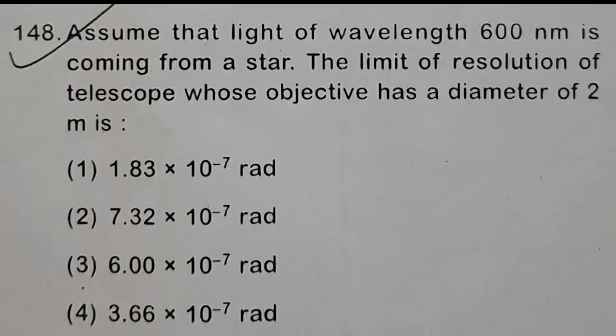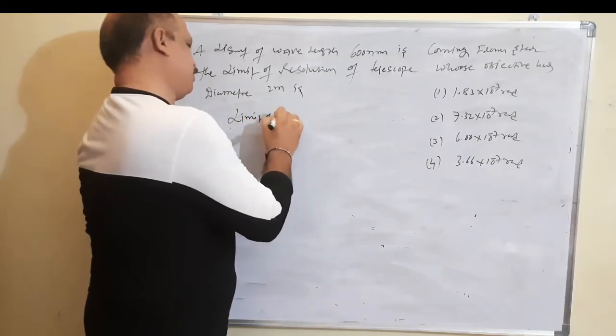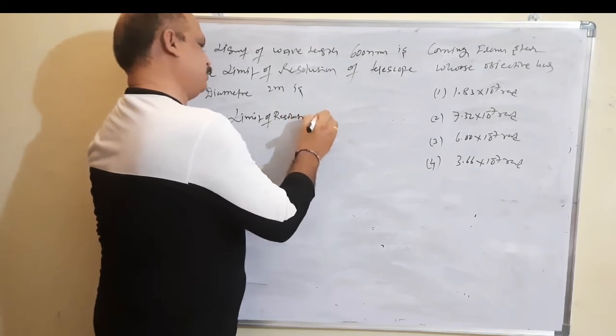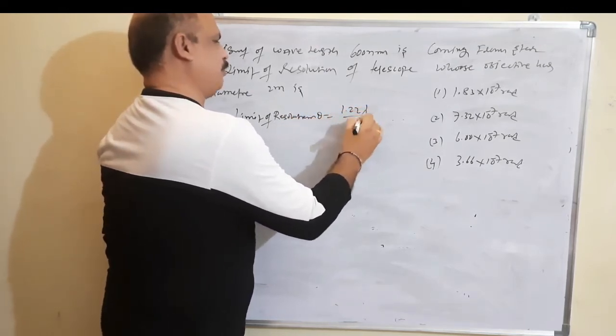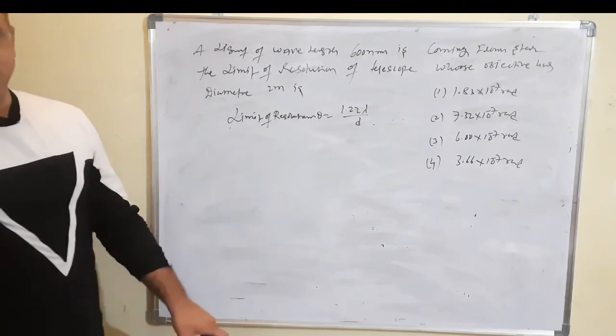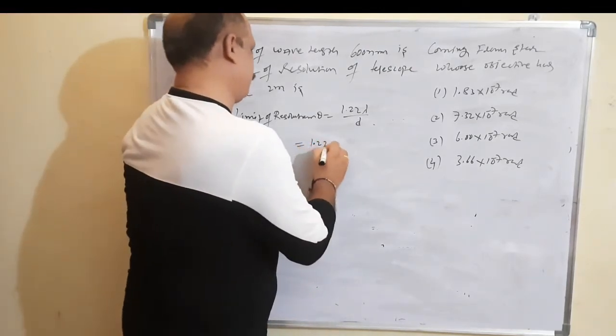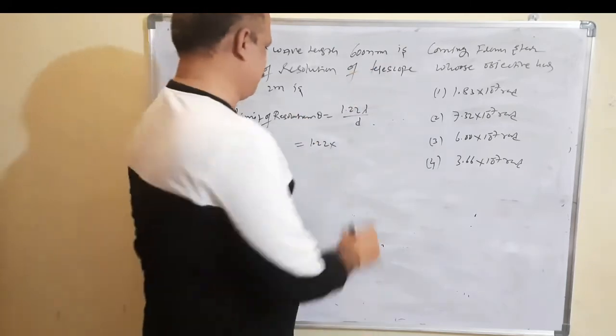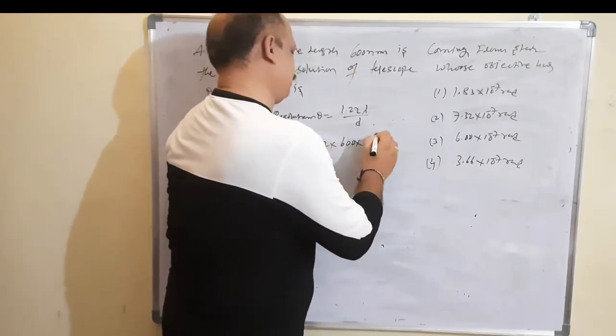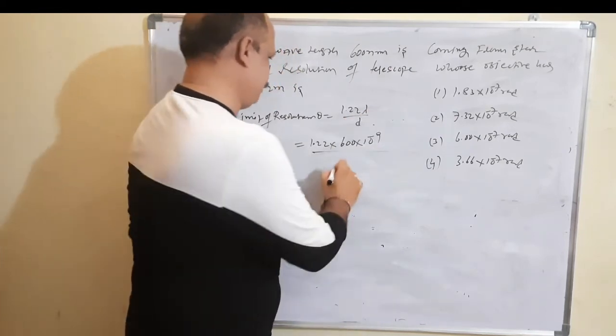A light of wavelength 600 nanometer is coming from a star. The limit of resolution of the telescope whose objective has diameter 2 meter is. This is a formula based question. This formula is available in the NCERT textbook. Direct formula. Limit of resolution theta is equal to 1.22 lambda by d. Here lambda is 600 nanometers, so 600 into 10 to the power of minus 9 by d, diameter 2.